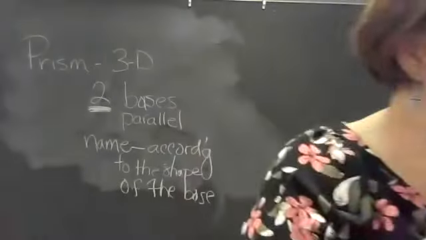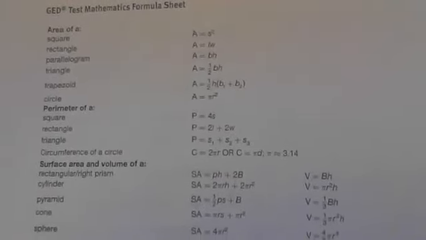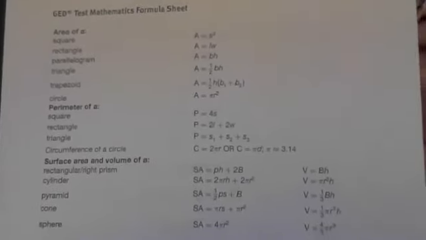All right, now what I want you to do is go to your formula chart, and I want you to find the heading that says volume. We're going to be finding volume now. And so it's right there. The first heading says area. The second one says perimeter. The third one says surface area and volume. So each one of these underneath here will have two formulas.